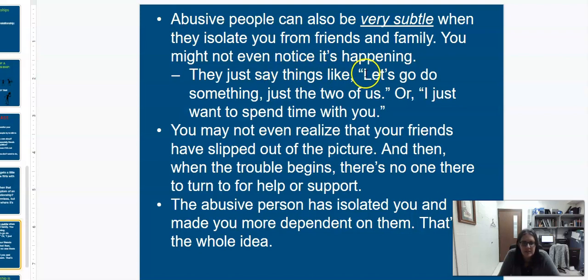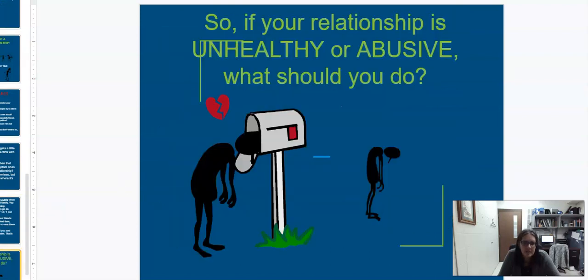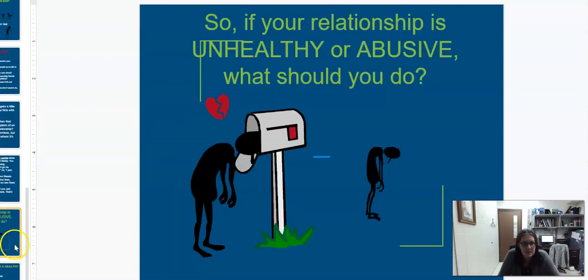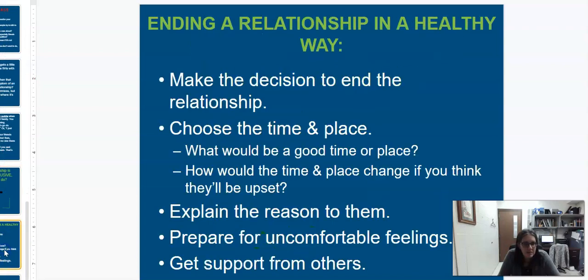They might just, over time, say, "Let's just do something the two of us," and do that more often. So a lot of times you don't even realize that it's happening until it's already there. So what should you do if you're in an unhealthy or abusive relationship?